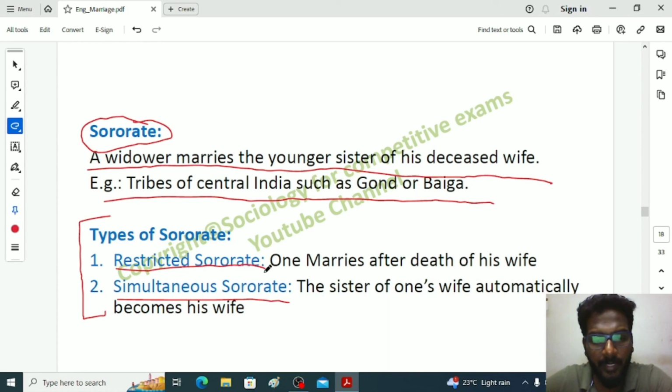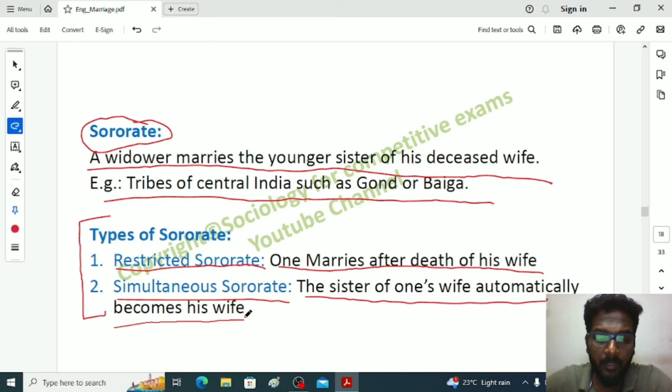In restricted sororate, one man marries his wife's sister after his wife's death. Next is simultaneous sororate. In simultaneous sororate, without separately marrying the wife's sister, she will automatically become his wife. So this is called simultaneous sororate.